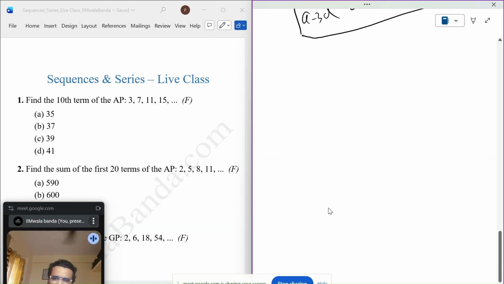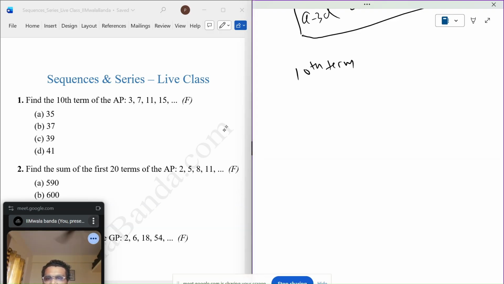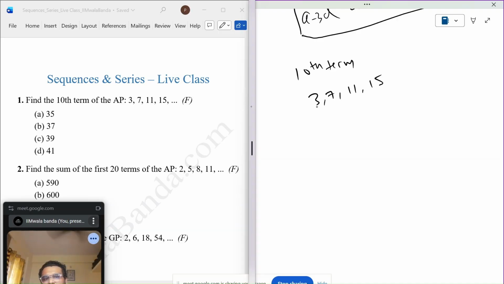Now we'll do a couple of easy questions so that we get comfortable with this arithmetic series, and then probably we will go about some more aspects of arithmetic progression. Now look at the first question. It is saying, what is the 10th term of this AP? 3, 7, 11, 15. Why is it an AP? Because the difference is 4. 4 is getting added every time, right?